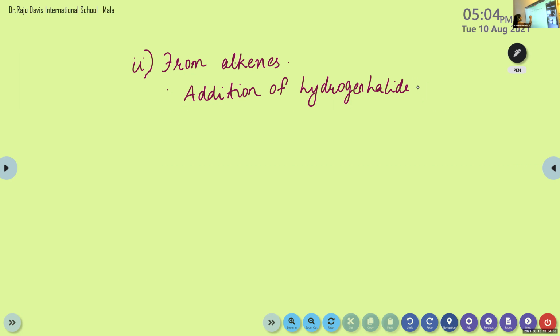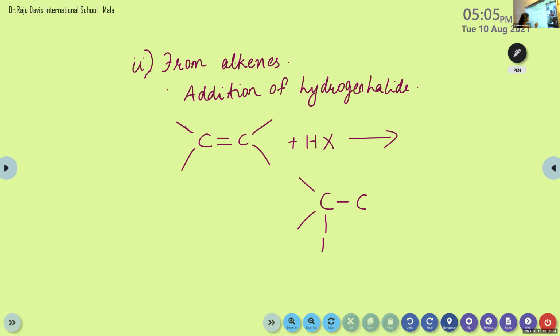So this alkene is converted to the corresponding alkyl halide by the reaction with this hydrogen halide, which includes hydrogen chloride, hydrogen bromide, hydrogen iodide. These all are hydrogen halides. So this is an alkene, and we just add HX. X stands for halogens. It may be chlorine, bromine or iodine. Then here this double bond breaks, and hydrogen is added to one carbon, then halogen is added to another carbon. That's it.